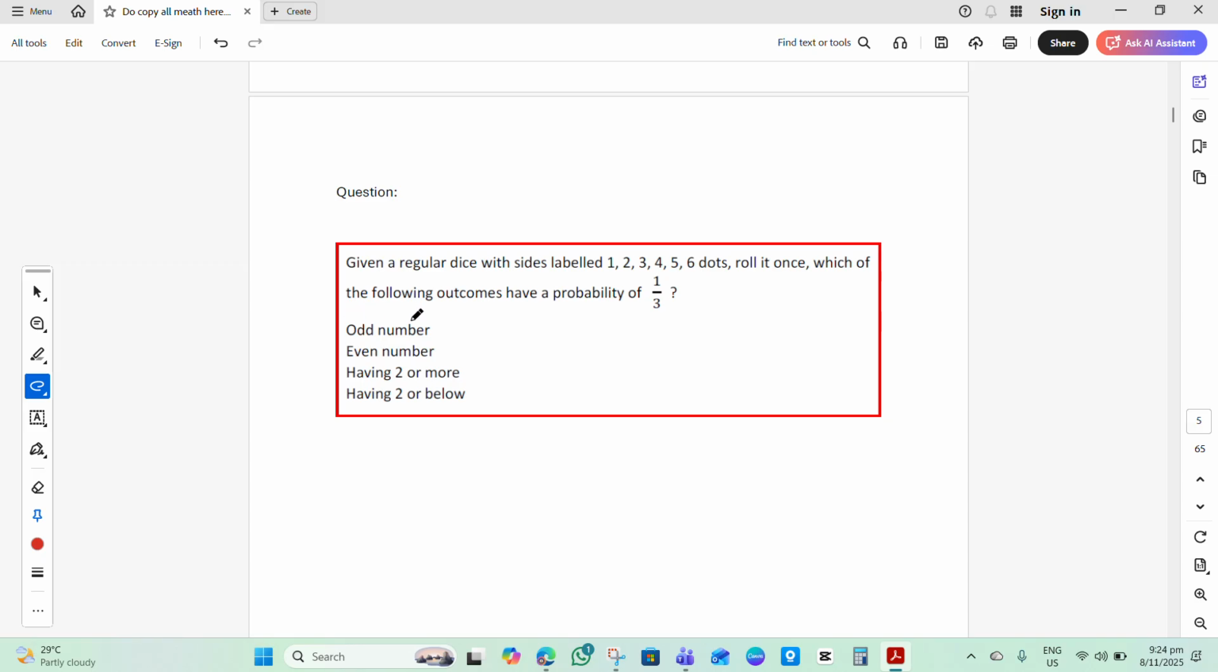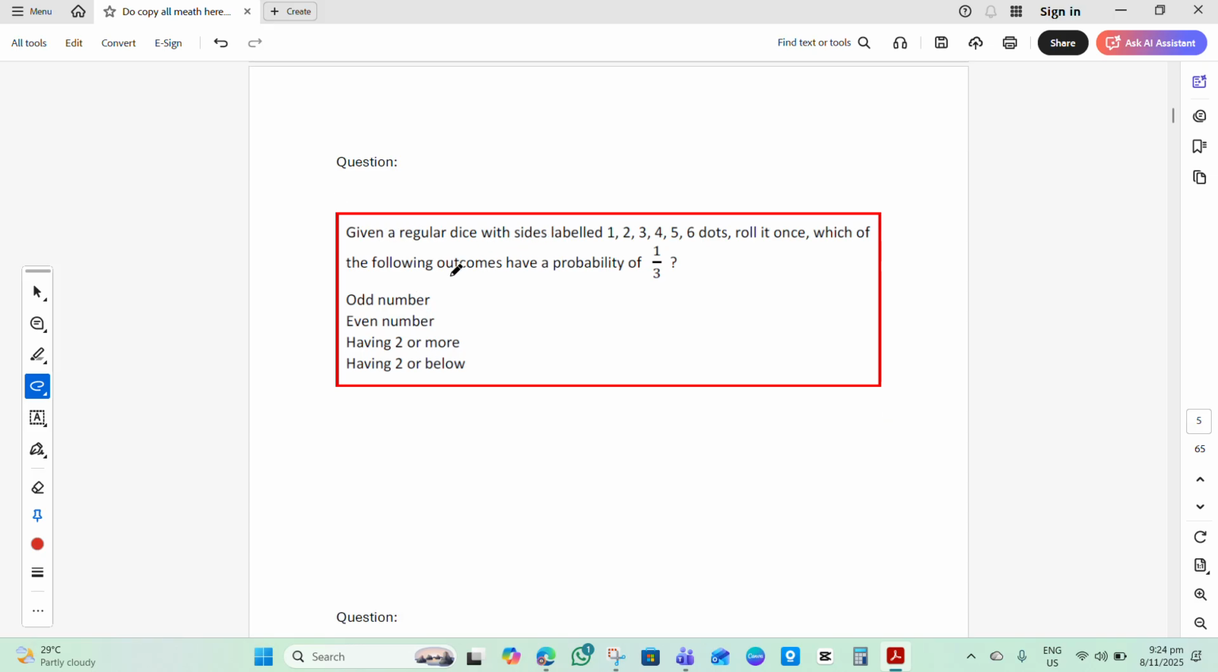Then this question, given the regular one. Can anybody who understands this question explain it? If I know it wrong, I will explain it to you before. Yeah, Iqbal bhai, I can do it.